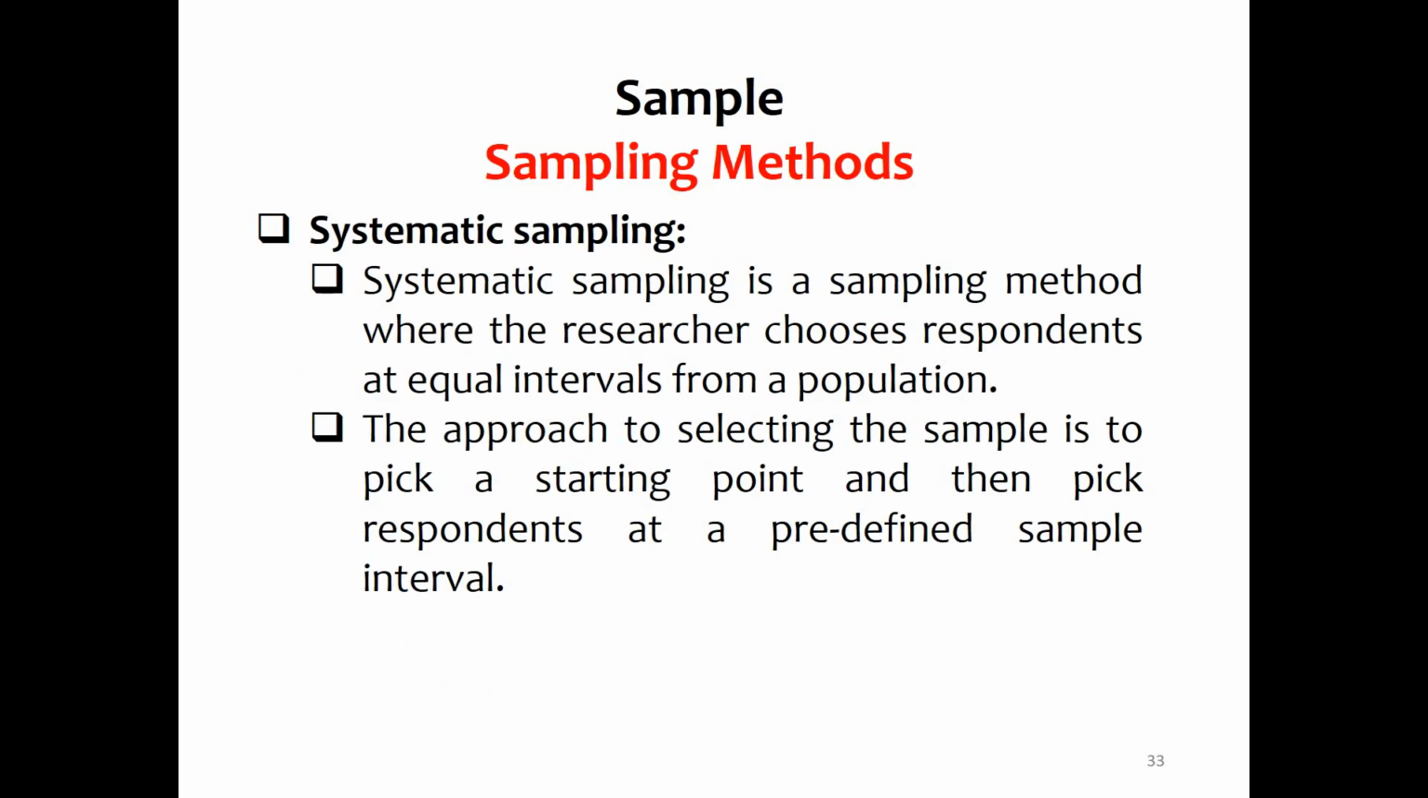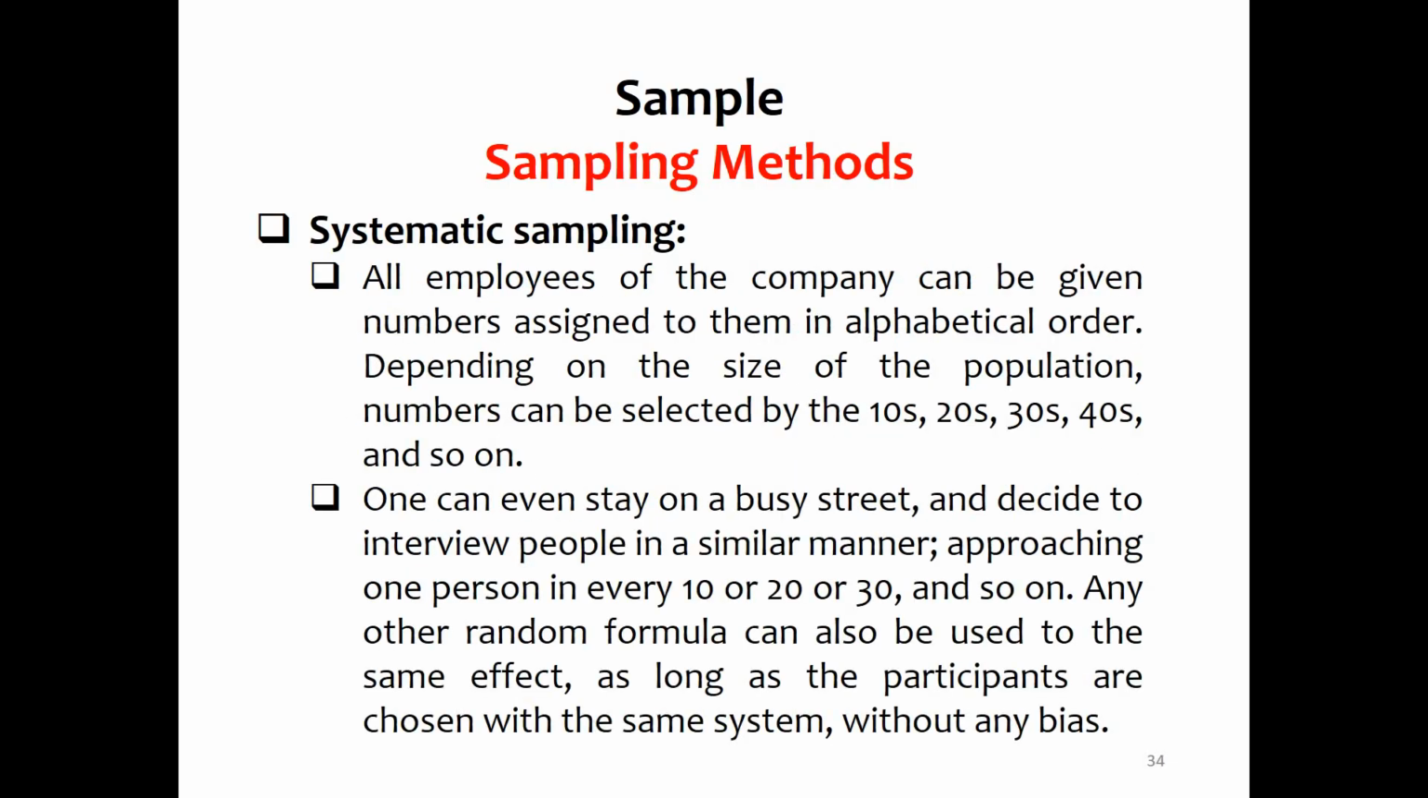Systematic random sampling is the second method. In this method, researchers choose elements at equal intervals from the population. The approach to selecting the sample is to pick a starting point and then pick respondents at a predefined sample interval. Sample interval is important in this method. All employees of the company can be given numbers assigned to them in alphabetical order of their names. Depending on the size of the population, numbers can be selected by the 10s, 20s, 30s, 40s, and so on. This is the formal method of selecting a sample in systematic sampling.